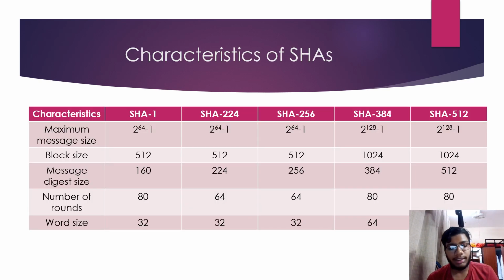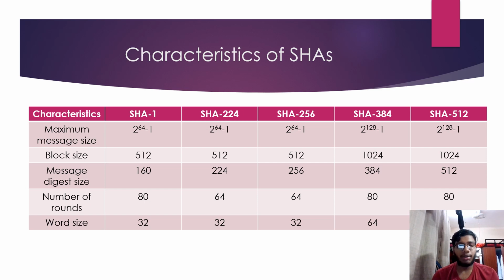So these are the characteristics of the various variants in the SHA family. We have SHA-1, SHA-2, 224, 256, 384, 512. 512 is the one which we are going to discuss. These are the various characteristics against which we need to understand this algorithm. What is the maximum input that it can process? It can process up to 2 to the power 128 minus 1.